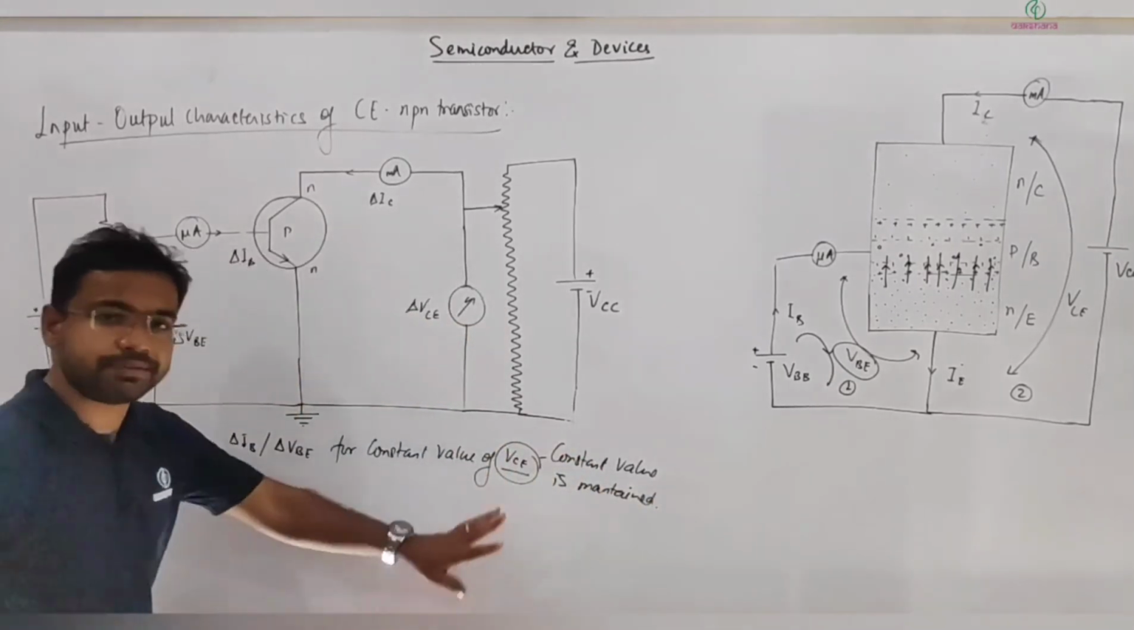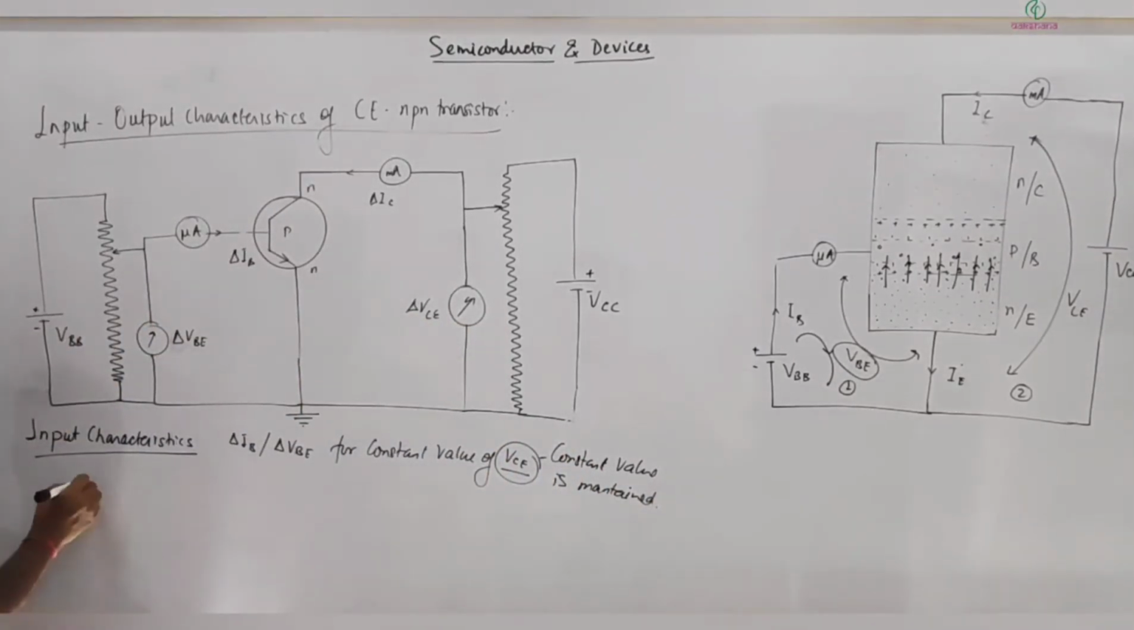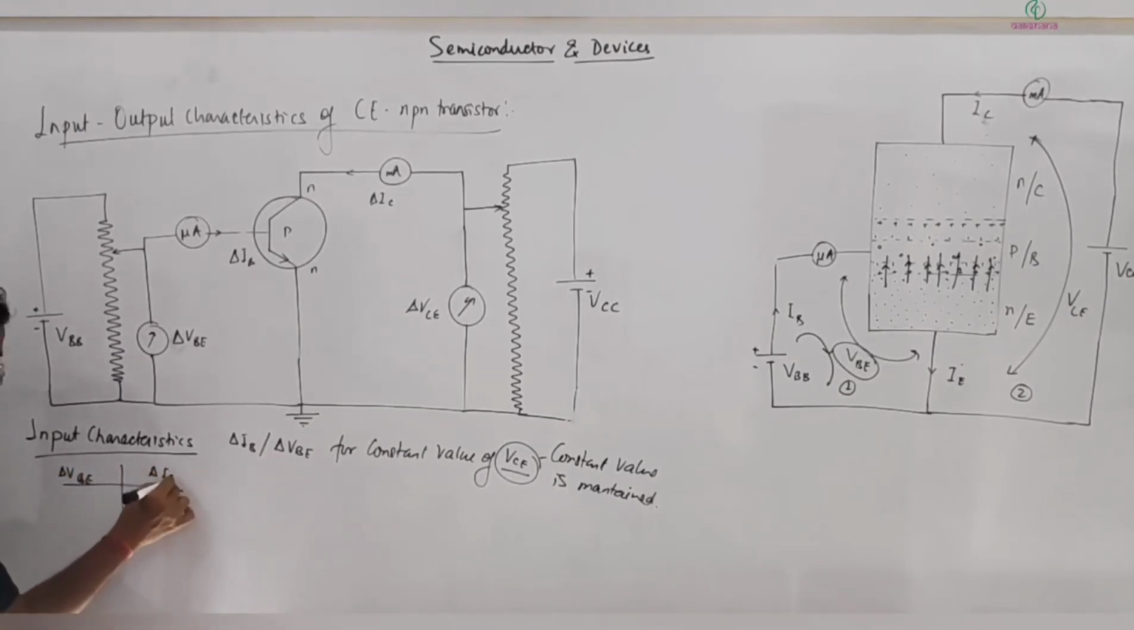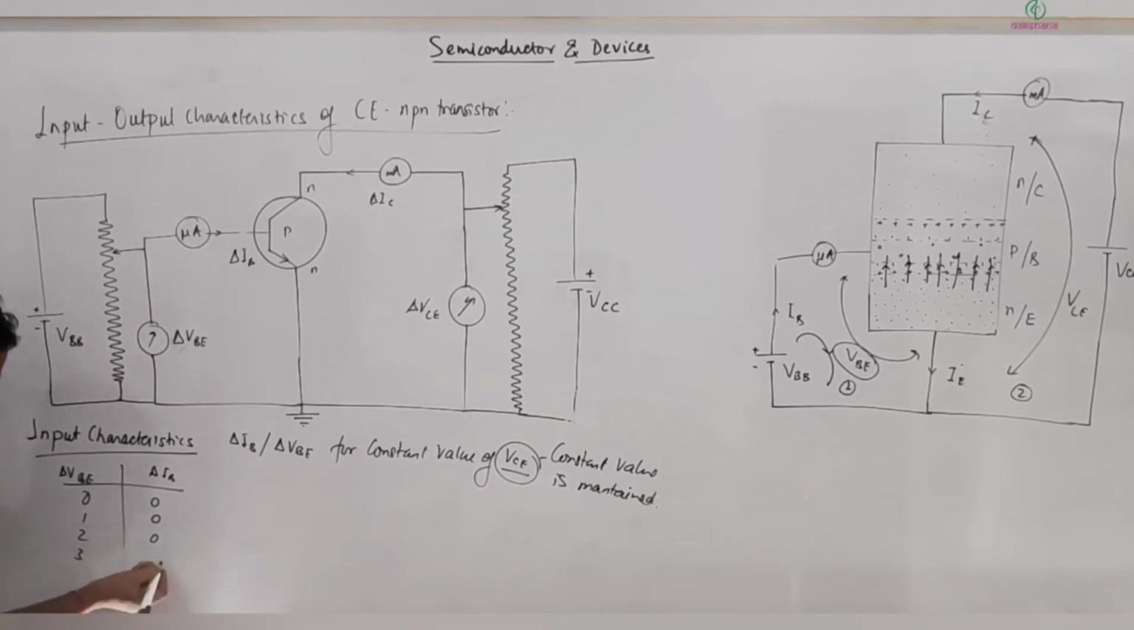Let's suppose VCE is maintained at some constant value, fixed. Now we can write the potential drop VBE, and this is delta IB, the base current. If VBE is 0, the current is almost 0, and at 1 volt it's still 0 current, at 2 volts still almost 0 current, and at 3 volts we will get some 1 microampere. This will automatically be in microamperes.